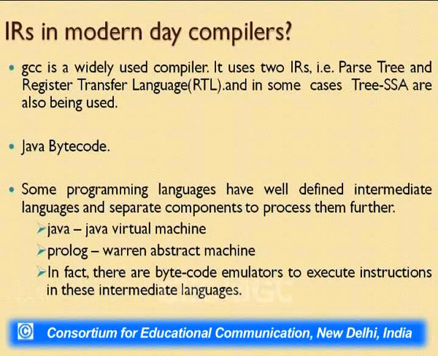Some programming languages have well-defined intermediate languages and also some separate components to process them further. As we were talking about Java, the bytecode requires a Java virtual machine. For Prolog, we have something called the Warren abstract machine. In fact, there are bytecode emulators to execute instructions in these intermediate languages. So definitely we need a component if we have an intermediate code. Then we need a component that will understand this intermediate code and help us in achieving the object and the target code.